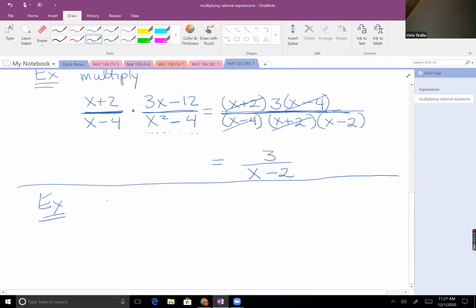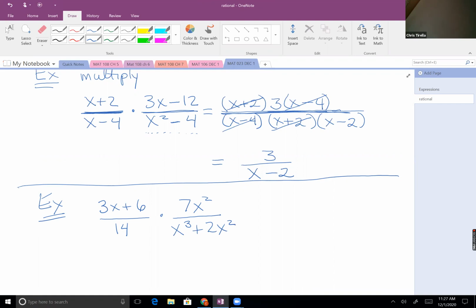Let's look at 3x plus 6 over 14 times 7x squared over x cubed plus 2x squared. I'm going to be quiet for a minute and ask you folks to factor the numerators and denominators as much as possible.